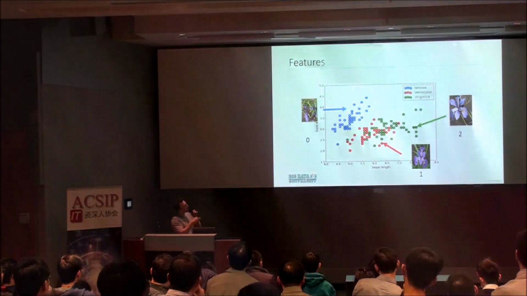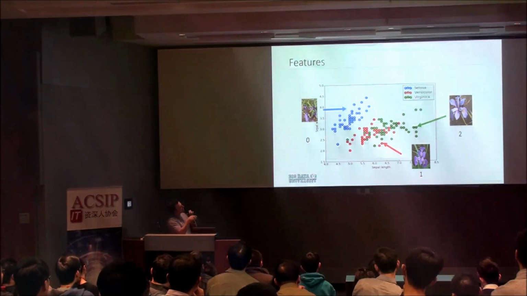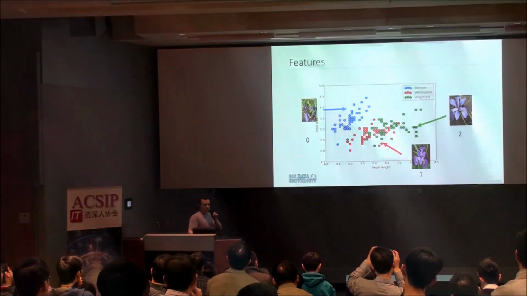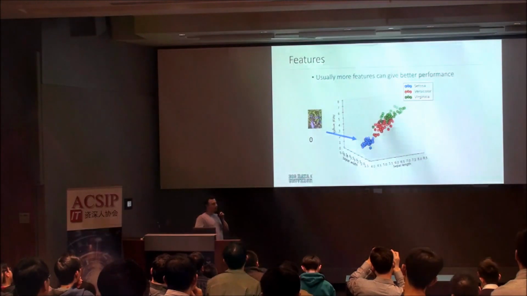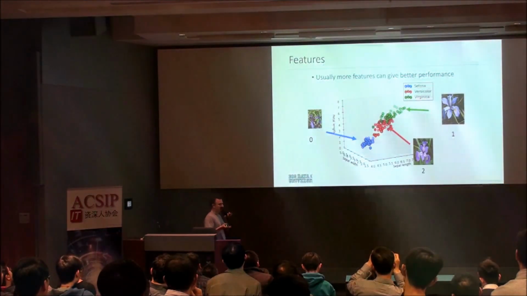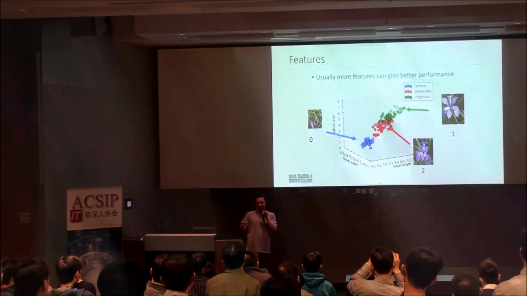But one thing I noticed is it's easier to separate the blue flowers than the red and green flowers. So usually, adding more features gives us better classification ability. All right, and that comes at an expense, which we'll get into later.